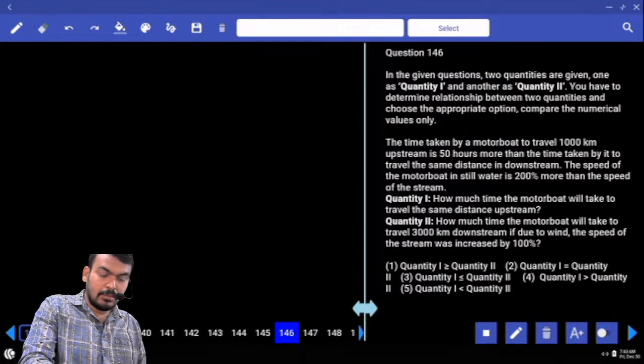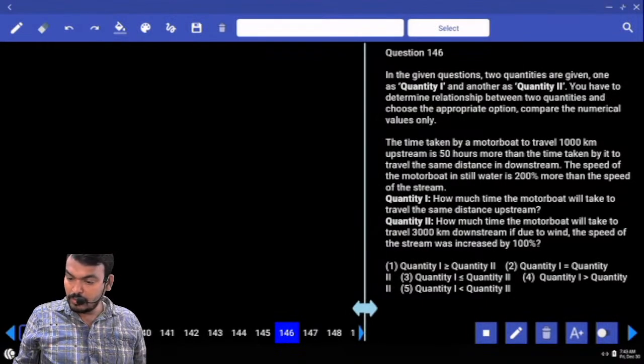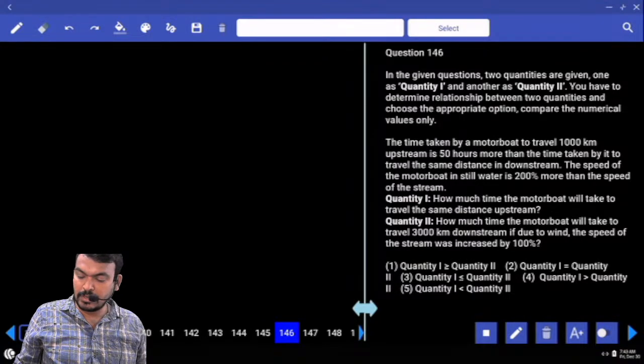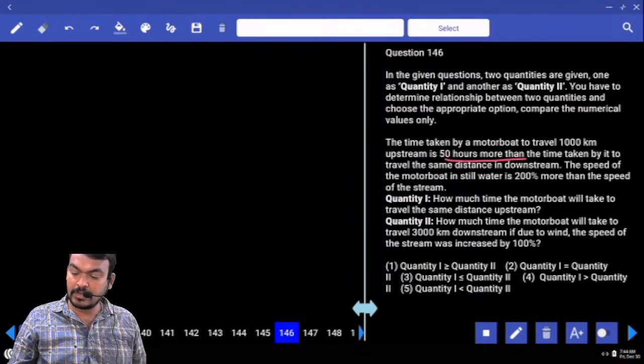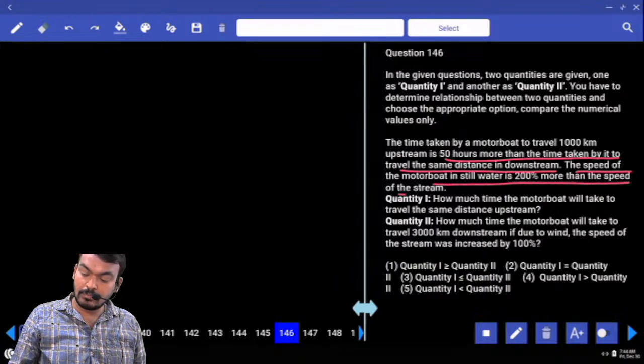Time taken by a motorboat to travel 1000 kilometers upstream is 50 hours more than the time taken to travel the same distance downstream. The speed of the motorboat in still water is 200% more than which one?